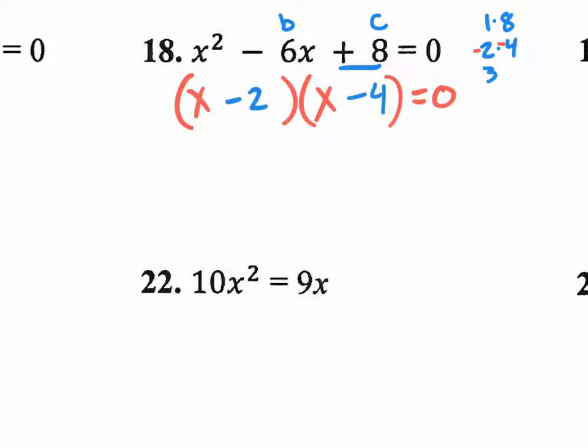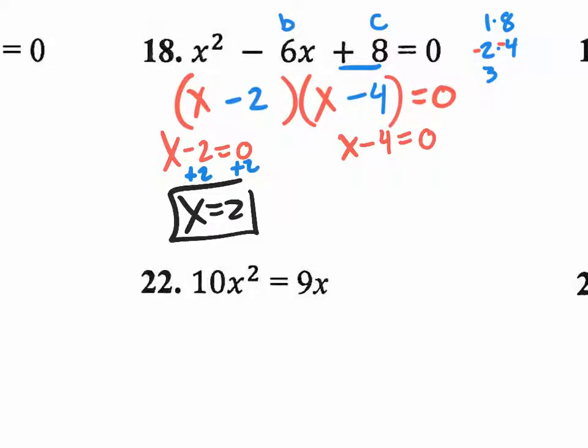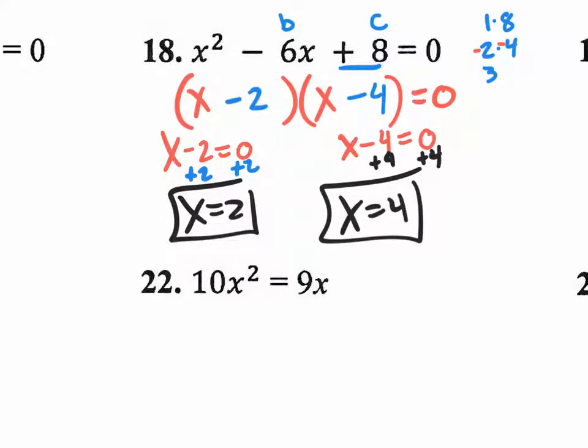Now, why the heck do I want to factor? So I could use the zero product property to split it and solve. The zero product property says if I have something times something and it equals 0, the first something could equal 0, or the second something could equal 0. So that's why we split it and solve. And of course, adding 2 to both sides gives you your final answer, x equals 2. And over here, plus 4, x equals 4. Those are your two answers.